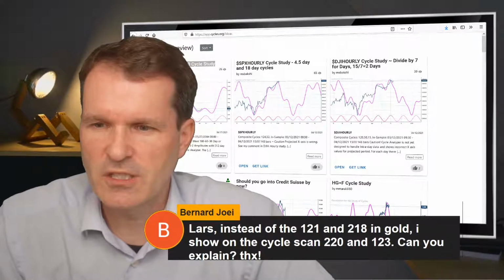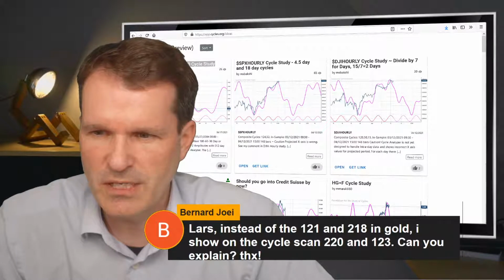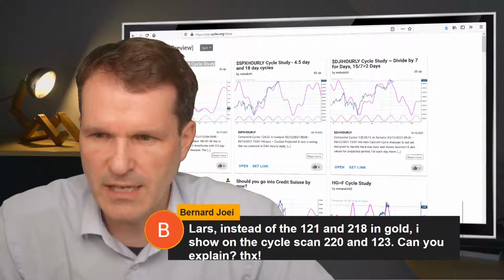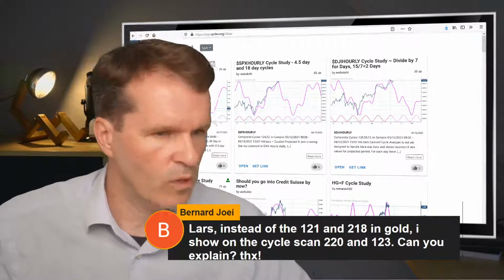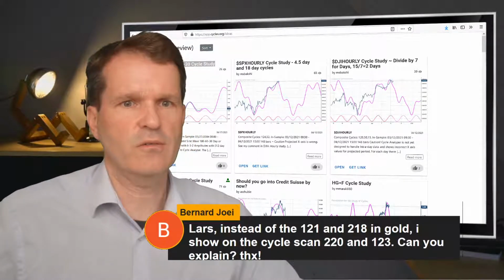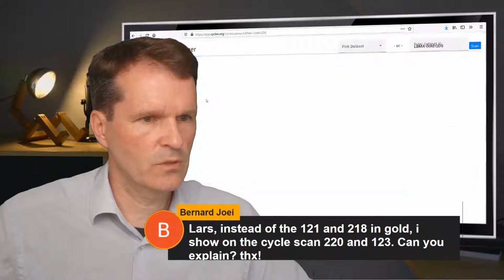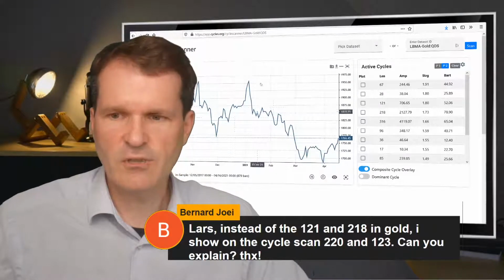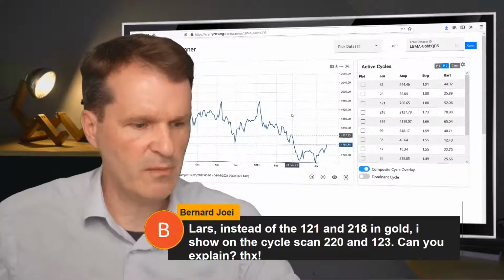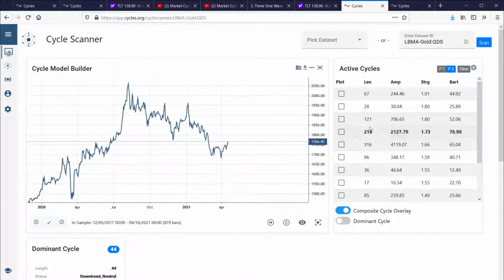Okay, Lars, instead of the 121 and 218 in gold, I show on the cycle scan 220 and 123. Can you explain? So let's open gold for a second here. No, you're right. I just opened this in the chart. Okay, so now I think we are on the same page. You're referring to the 121 and the 218, which is if you analyze the current data set.